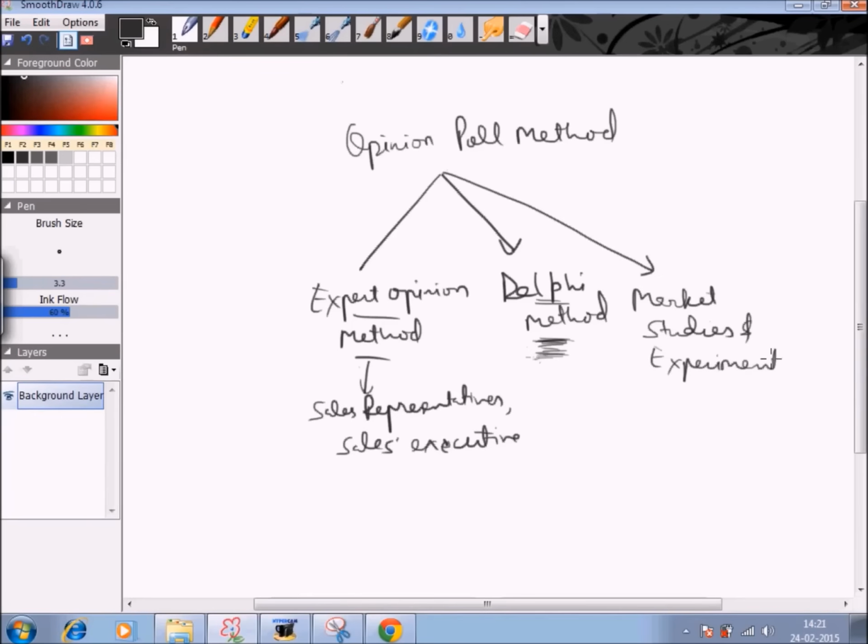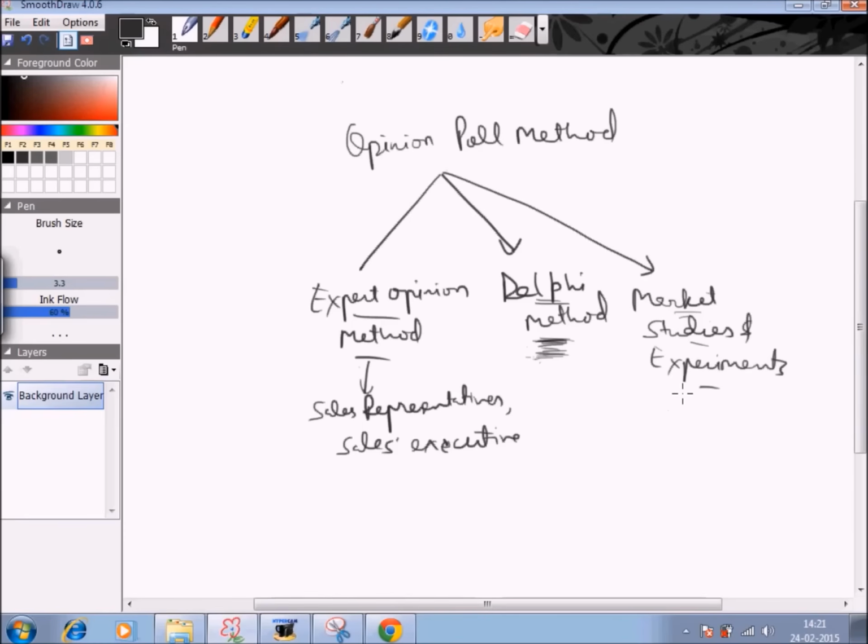Now, market studies and experiments are basically done when a company wants to introduce a new product in the market, because they don't have any existing data, so they go for market experiments. What happens under this method?